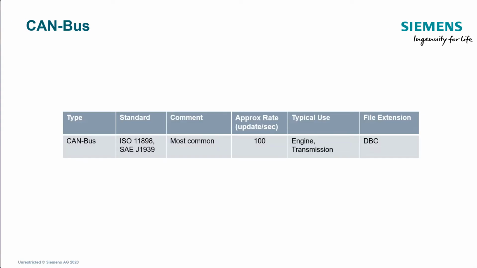For CAN bus, there is an ISO standard, 11898, which is most common. And also for heavy trucks, off-highway equipment, bulldozers, and things like that, there's the SAE J1939 standard that dictates how this communication is done through a CAN bus.